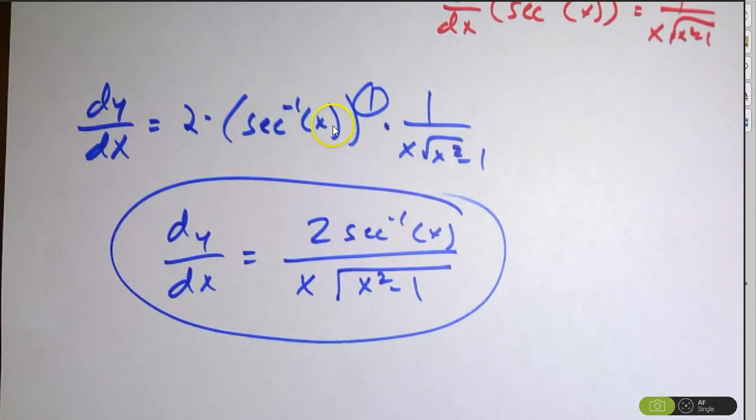The worst that would have happened is maybe this would have been 3x cubed or something like that, which would have been another chain out there, and it just repeats itself.